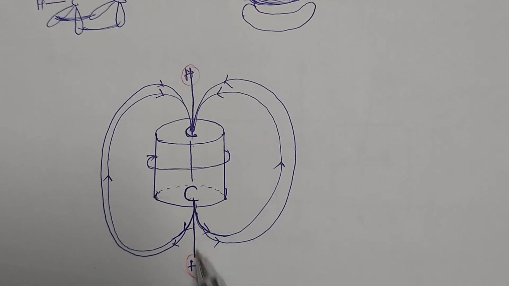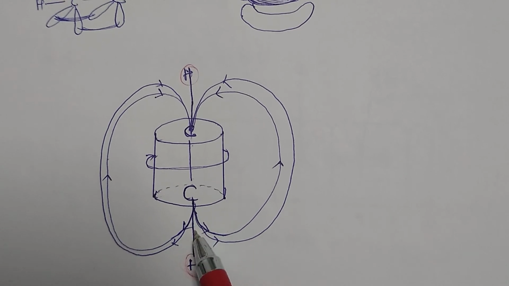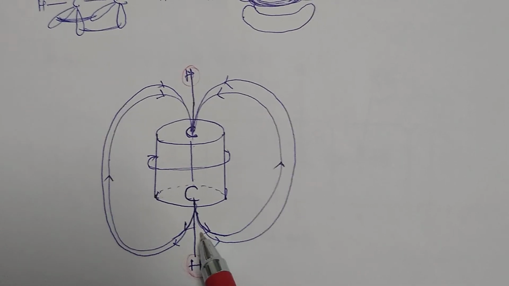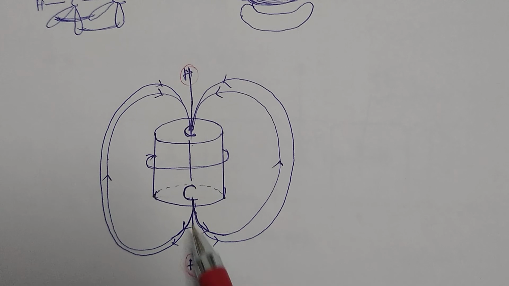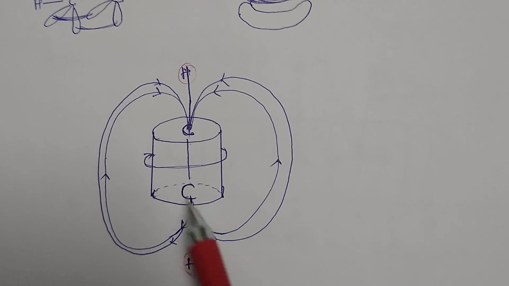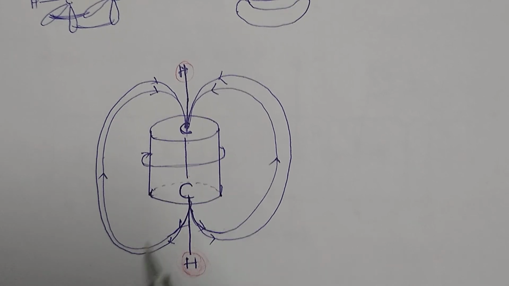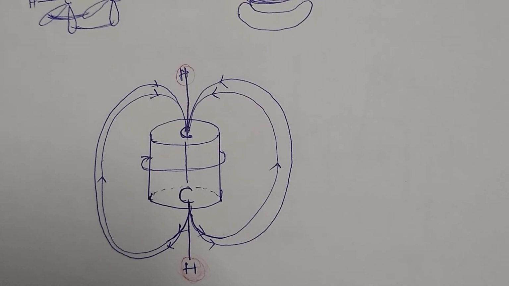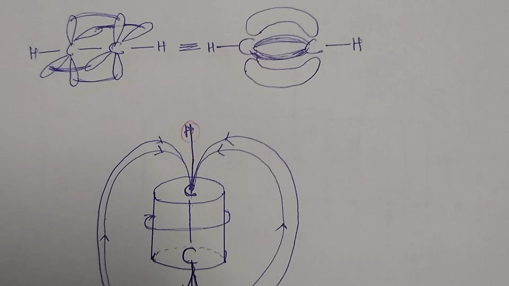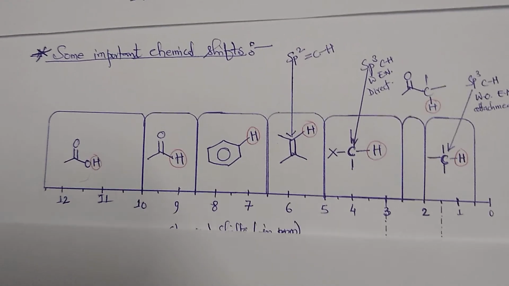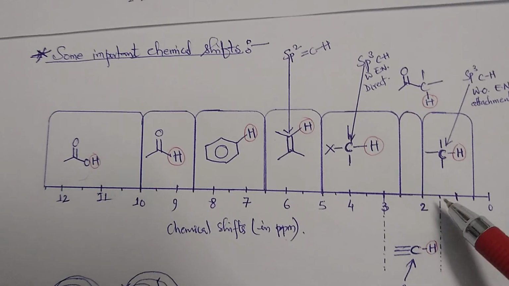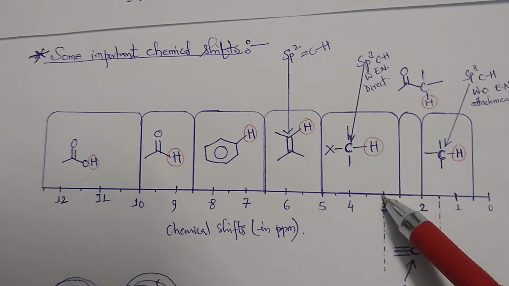and due to that cylindrical electron density environment, this proton falls under the diamagnetic region. Due to the anisotropic effect of the carbon triple bond in the acetylene molecule, the chemical shift of this proton lies in the range between 1.5 to 3.